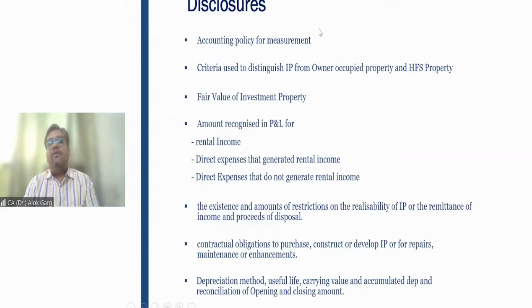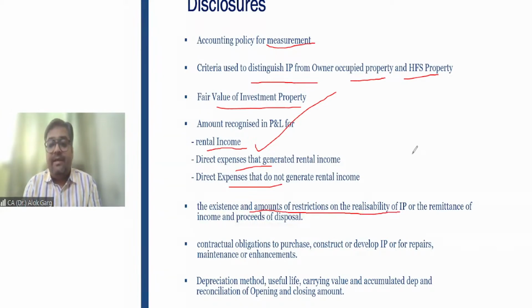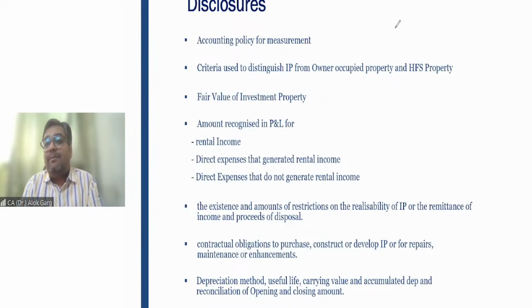Disclosure requirements. Now there are many disclosure requirements: the accounting policy, criteria used to distinguish investment property from PPE and held for sale property. Fair value of investment property is going to be disclosed. If that investment property is earning rental income, it has to be disclosed separately in the notes to accounts. Direct expenses that generated rental income, direct expenses that do not generate rental income. Existence and amount of restrictions on the realizability of investment property, like the property cannot be sold separately or independently. So all these kinds of disclosures are there.